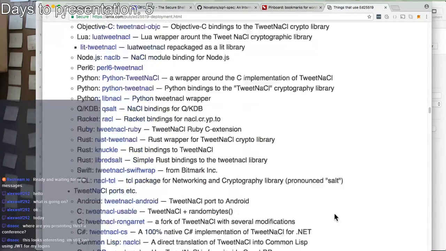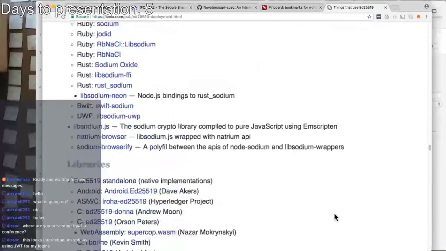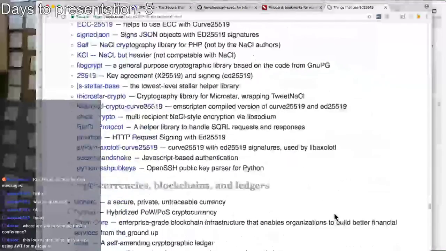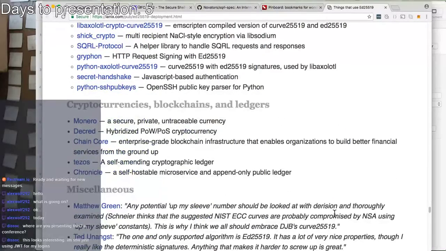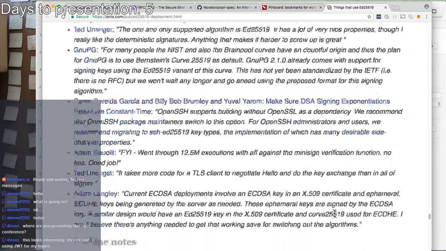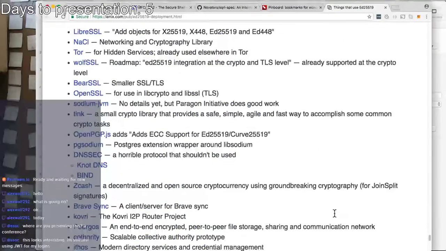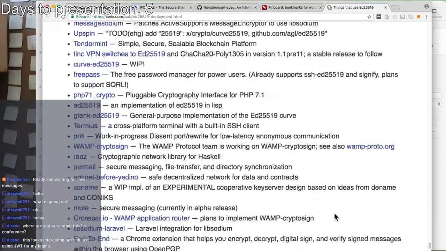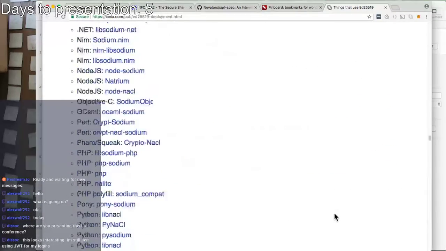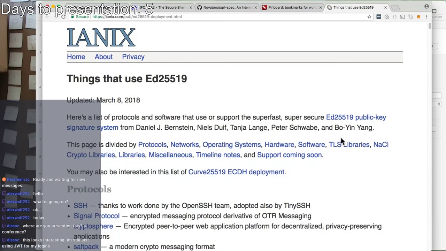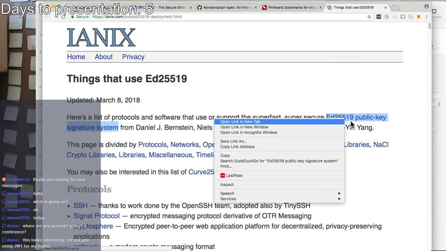TSO, NaCl. Wow. Oh, libraries. That's another good one. Cryptocurrencies. Okay, the others use elliptic curve, not necessarily this elliptic curve. Alright, so that isn't necessarily references to the efficiency argument. Oh, yeah.